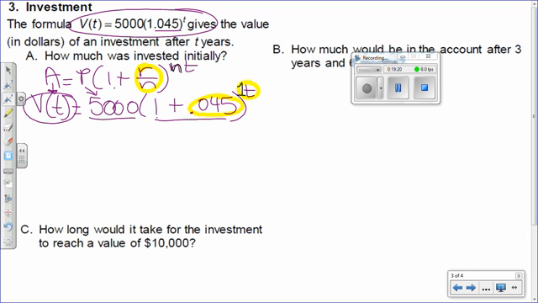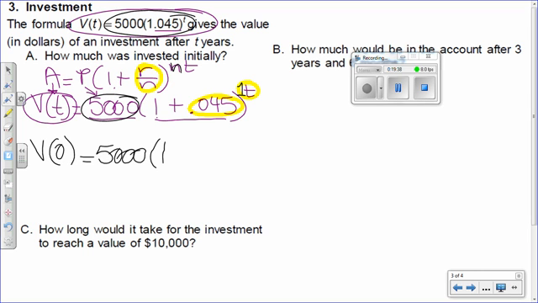So let's see. How much was invested initially? Oh, we already answered that question. Right there. But let's say if you don't know, you will find it this way. What is B of 0? If you were to substitute that into the original formula given to us, I'm going to use this one, which is the same thing.